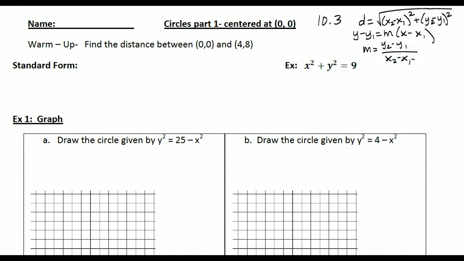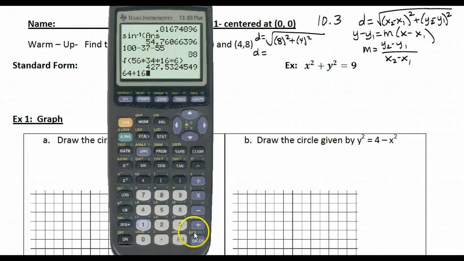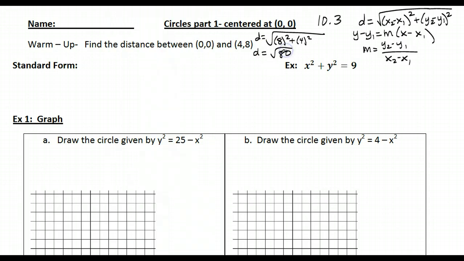Alright, so warm up, find the distance between 0, 0 and 4, 8. Here we go. We got 8 minus 0 squared, 4 minus 0 squared. So I end up with the square root of 80 for the warm-up.